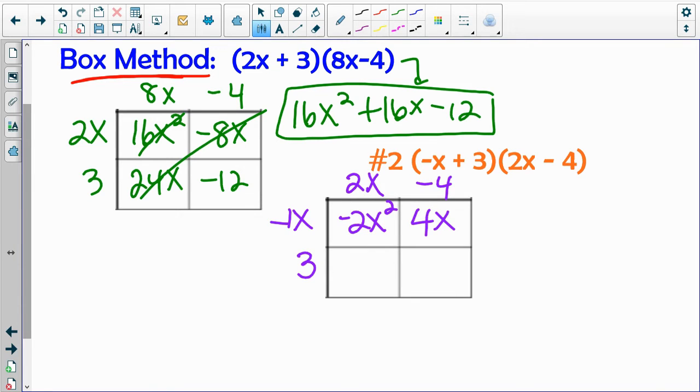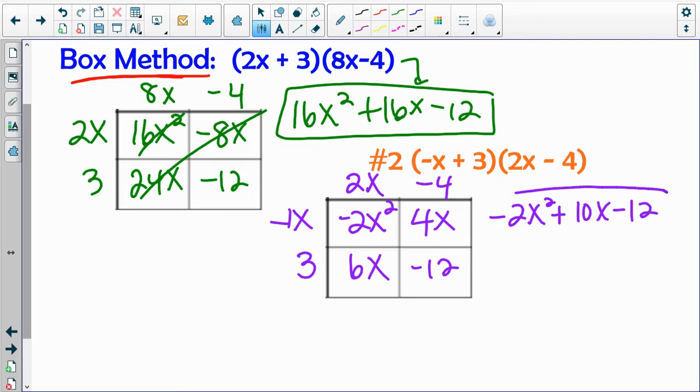Okay, let's fill in the bottom row. Gavin, what are we gonna get here? 6x, nicely done. All right, Haven, how about the last one? And negative 12, good. So these are all the terms that make up your answer. Take the highest power first. You'll most likely have some like terms. Put the x's together, what do we have? 10x and then minus 12, and you've got it done.